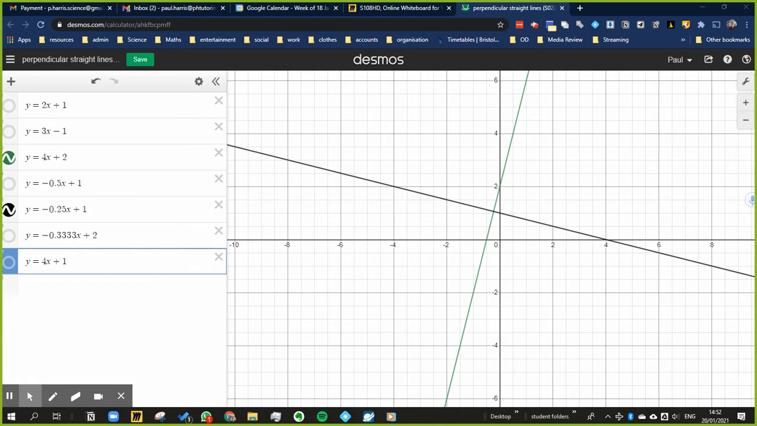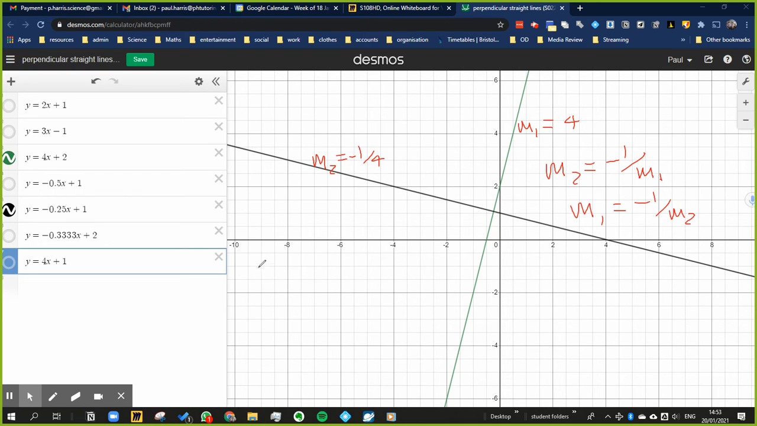Okay, so I'm just going to get an annotation going here. So what we can say is that this one is m1 and that one's m2. So m1 is equal to 4 and m2 is equal to negative 1 over 4. So the way that they relate to each other is m2 would always equal negative 1 over m1, and that works the other way around as well. So m1 is also equal to negative 1 over m2.